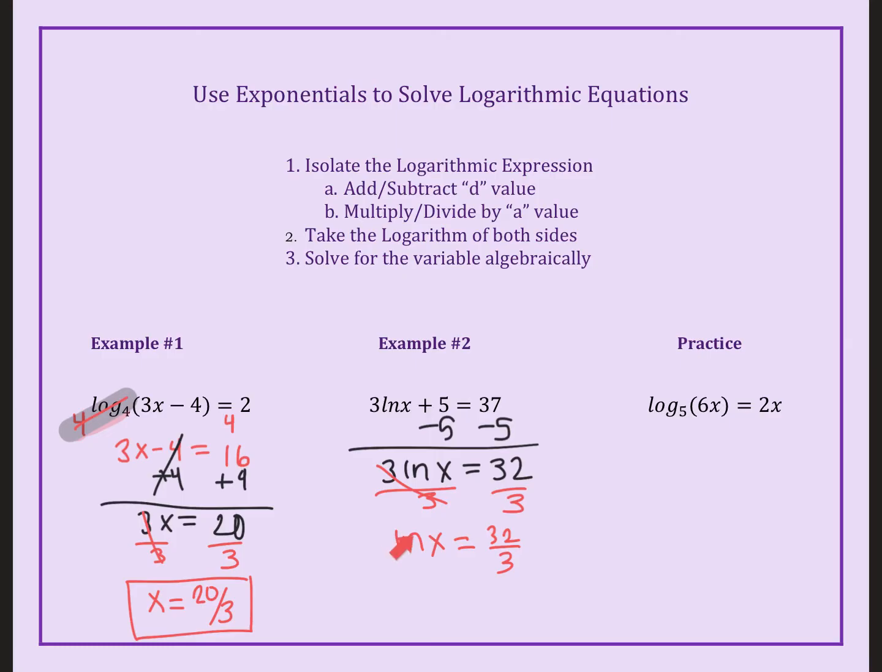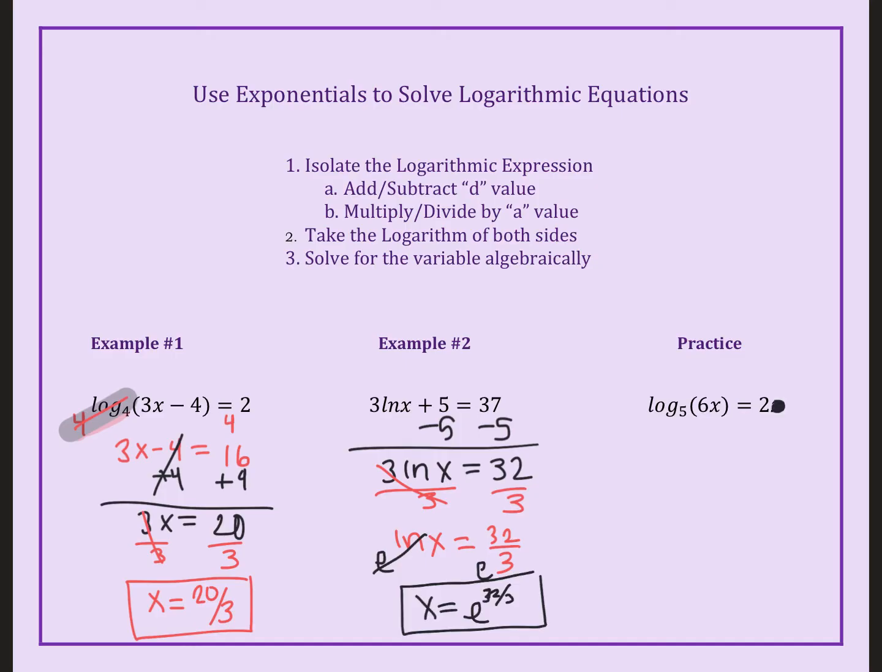Now, if I want to get rid of this natural log, what base can I use to get rid of a natural log? A natural log, I need to raise it with a base of e. Now, e to the natural log, because they're inverses of each other, it's no longer there. It basically becomes like a 1. And I'm left with 1x equals e to the 32 over 3 power. I know, I wish that was a prettier number, but it's okay.